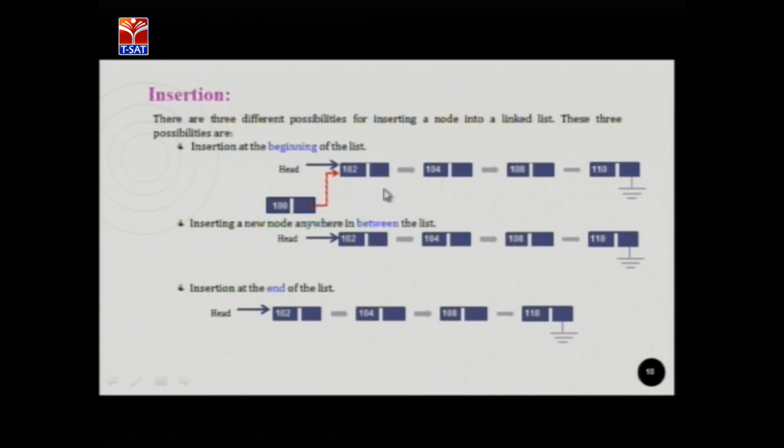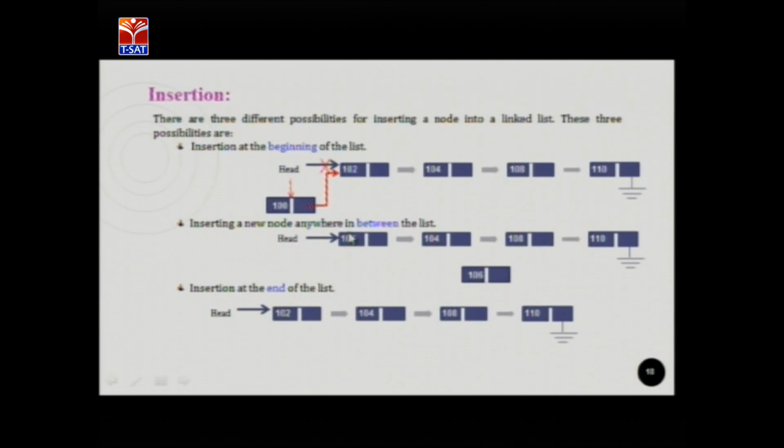I want to store the address of the first node into the address link of the new node and consider it as the head. The link will continue from the element 100, and this is the head of the list, and the previous head will be considered as the second node of the linked list. In the next one we are going to see how to add in between the list.